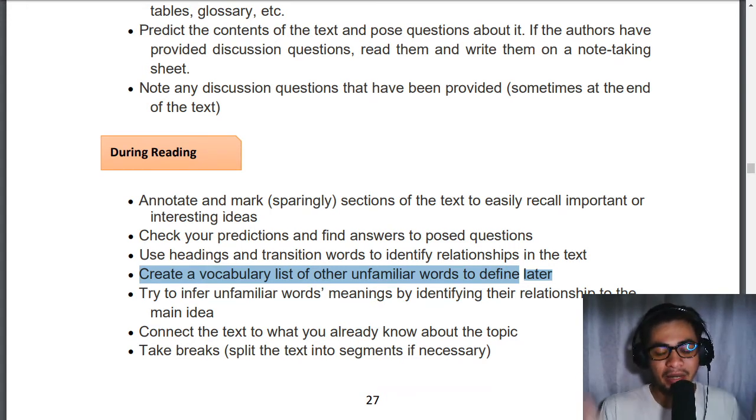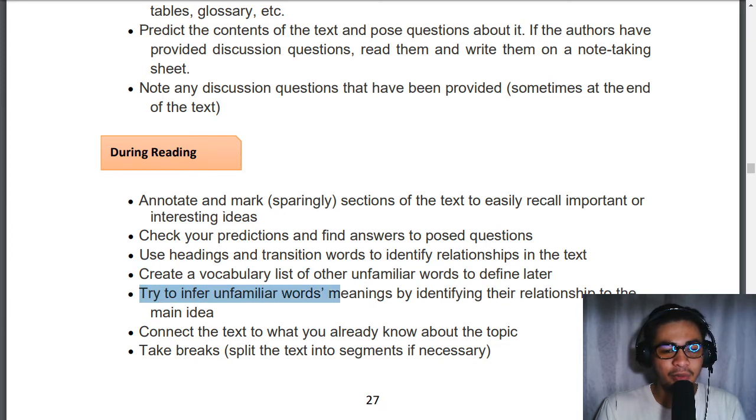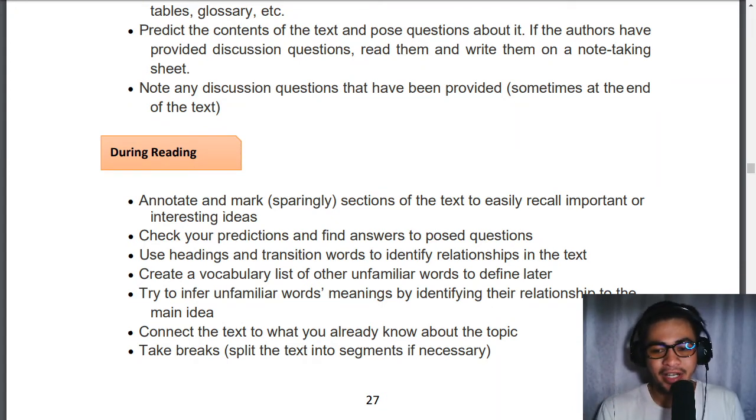So ang style sa uban, basahon ti sa tibuok, gilista lang tong mga unfamiliar words, then ay kuhaon ng definition din, basa din sila otro. It's up to you which is comfortable on your part. Next is try to infer unfamiliar words meanings by identifying the relationship to the main idea. Context clues will do. Kung wala kay dictionary, and you need to read the selection faster, so context clues will do.